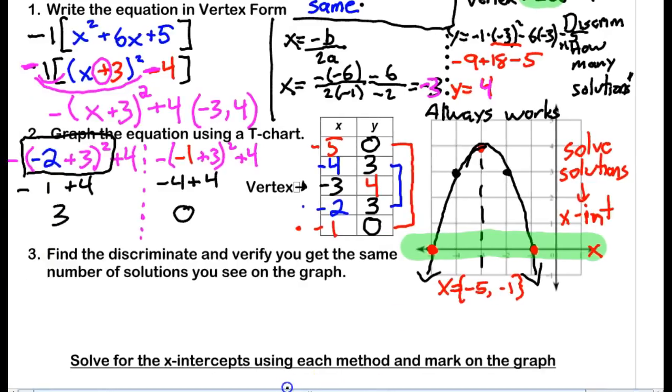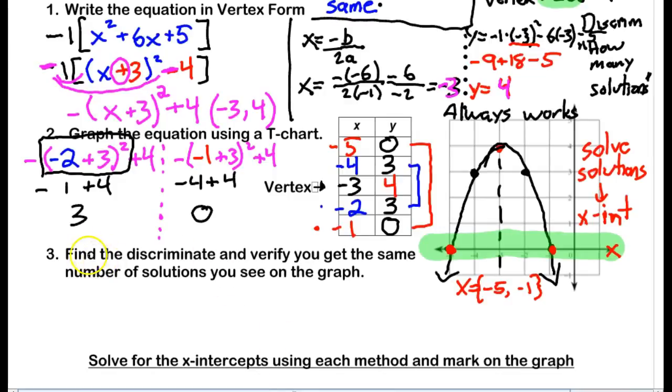Then we looked at the discriminant. So find the discriminant, verify you get the same number of solutions you see on the graph. So you can see we have 2 solutions here, right? There's 2 answers. They're -5 and -1. Now, since there's 2 answers, we know that the discriminant will come out to be positive. So positive discriminant meant 2 solutions.